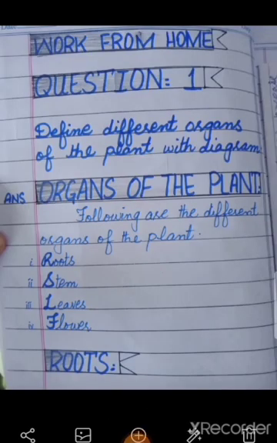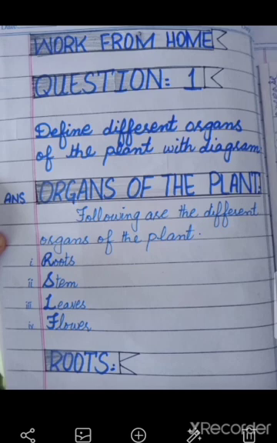So here on the screen you can see the sample of how you are going to start your work from home. First of all, you have to mention the date and day. After that, on the first line you have to give the heading in capital letters, that is work from home, with a blue marker, and then you have to draw the sketch with a black pointer, and after that you have to do the shading as well, right? Then leave a line and give the heading question number 1.